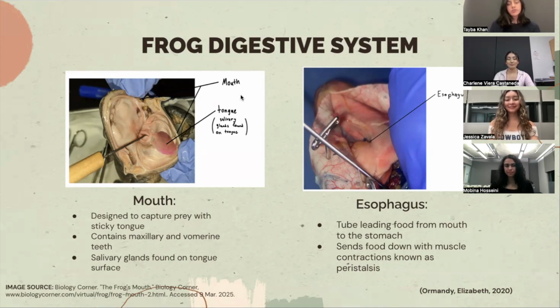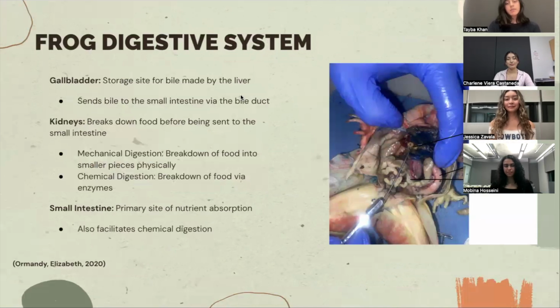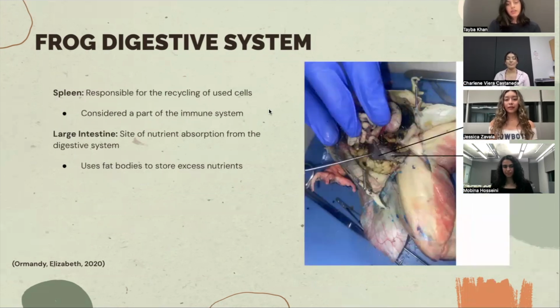The esophagus leads food to the stomach. At the stomach, food is digested via chemical and mechanical digestion. The small intestine absorbs nutrients, while the liver, pancreas, and gallbladder assist in digestion by producing enzymes and bile. The spleen, located nearby, is technically part of the immune system.